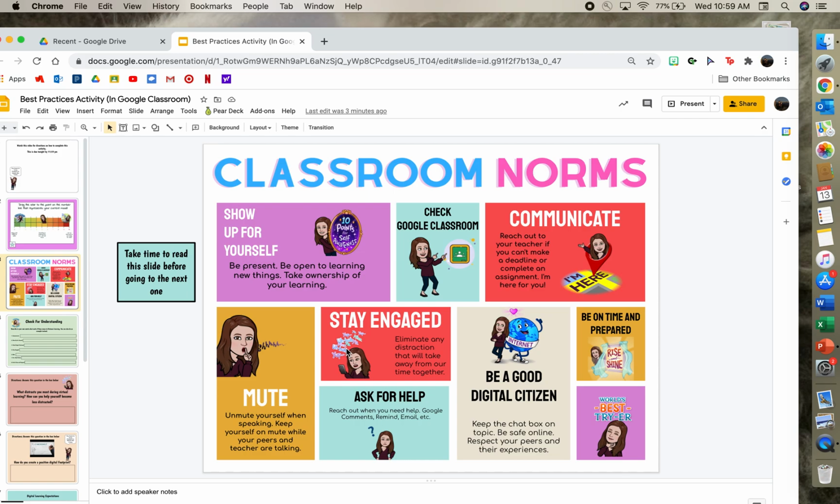Stay engaged. Try to find a quiet place. I know I have a dog who loves squeaky toys, and they do the leaf blower at my place every Wednesday morning. So I get it. Sometimes there are distractions that you cannot get away from, but try your best to find a quiet place to work, even if it's just a corner of your room or something.